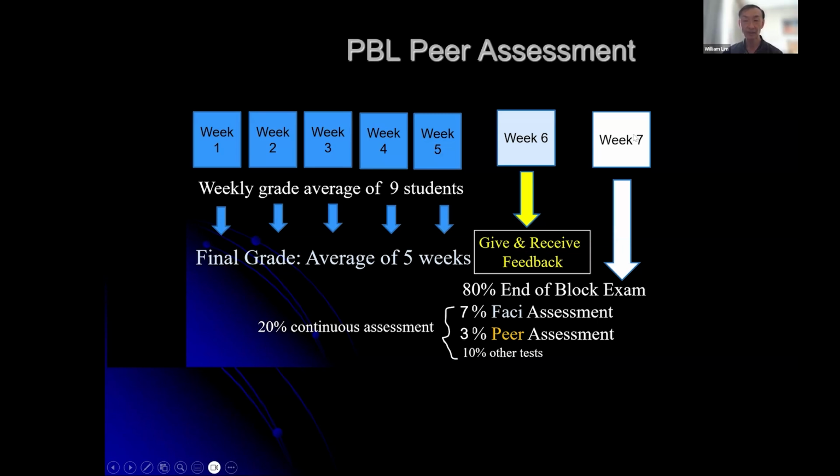So if it's a 6-week block, then week 7 is the end of block exam. So for our current continuous assessment of 20%, based on the above, the 10% PBL grading will be 7% FACI and 3% from the peer assessment to start with. So the grade that I'm giving the block coordinator, they will convert to 3%, right? And the grade they got from the FACI will be converted to 7%.